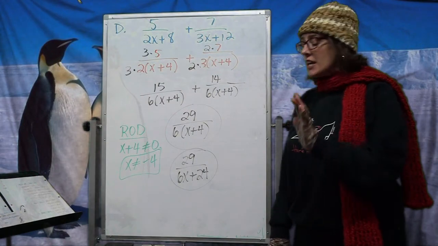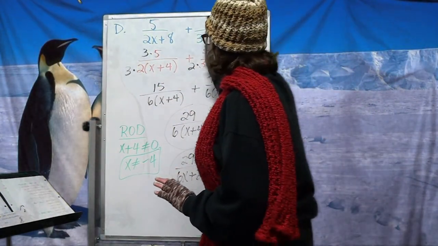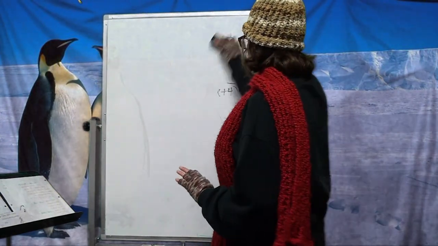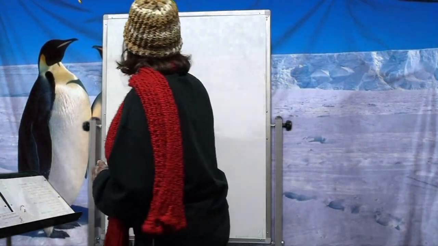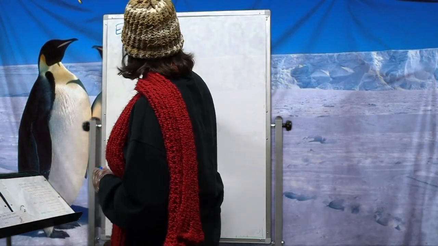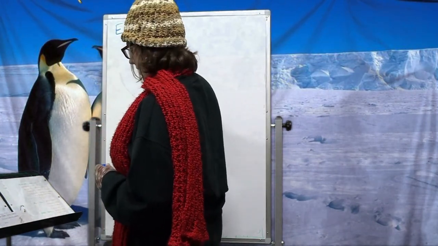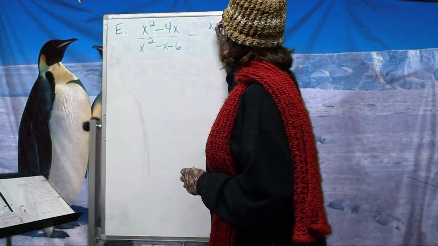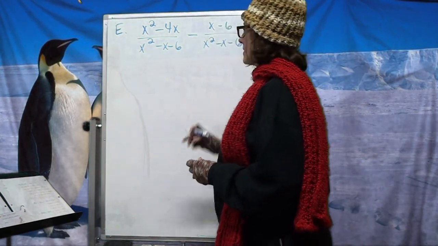Okay, so let's take a look at one last example. Like I said, I just really want us to be very good at this, and I want nothing to surprise us at all. So one more to make us really strong. In this example, we have x squared minus 4x over x squared minus x minus 6, minus x minus 6 over x squared minus x minus 6.